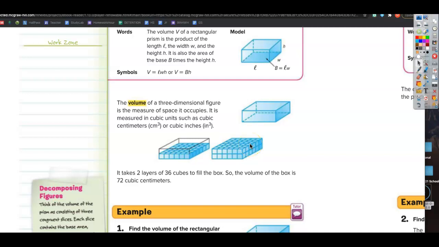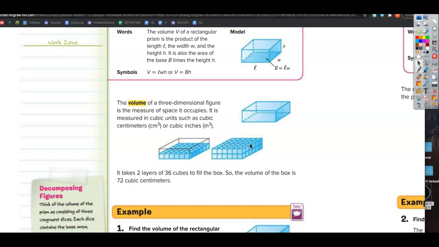Okay, so when you're talking about a 3D shape and you're talking about volume, you're thinking about how many cubic things you could put inside the shape. So are we working with the outside? No. The outside would be called surface area, and that's like thinking about wrapping a present. That's what would be the surface area. We're talking about volume, so we're talking about the stuff on the inside.